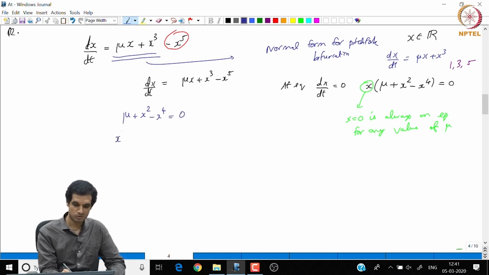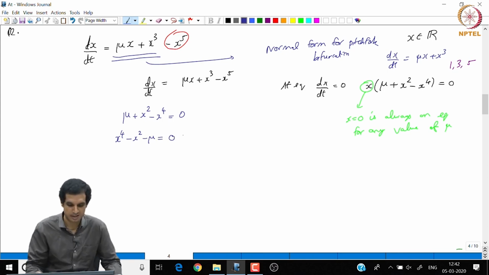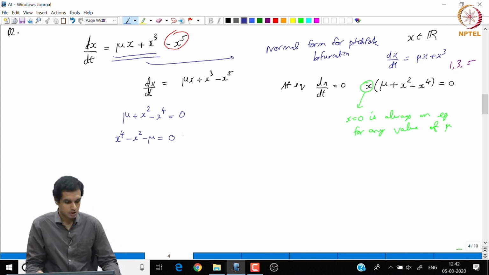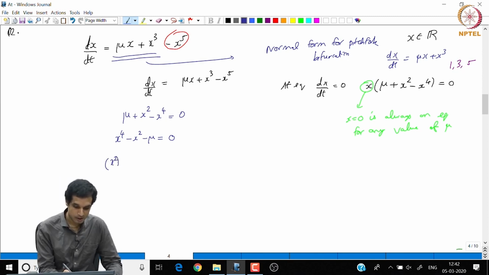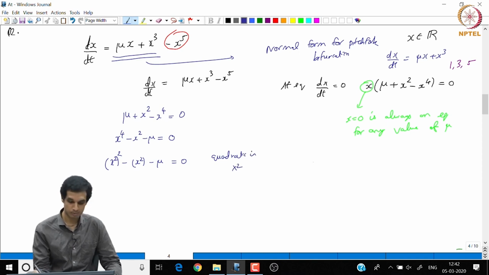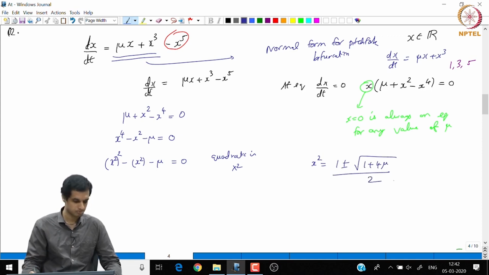It is the same as the roots of the equation x^4 minus x^2 minus mu equal to 0, right, because if something is equal to 0, its negative also better be 0. Now, we can write this as (x^2)^2 minus x^2 minus mu equal to 0. Now, this is a quadratic in x^2. So, by the quadratic formula, the roots will be x^2 is (1 plus or minus root of 1 plus 4 mu) by 2.